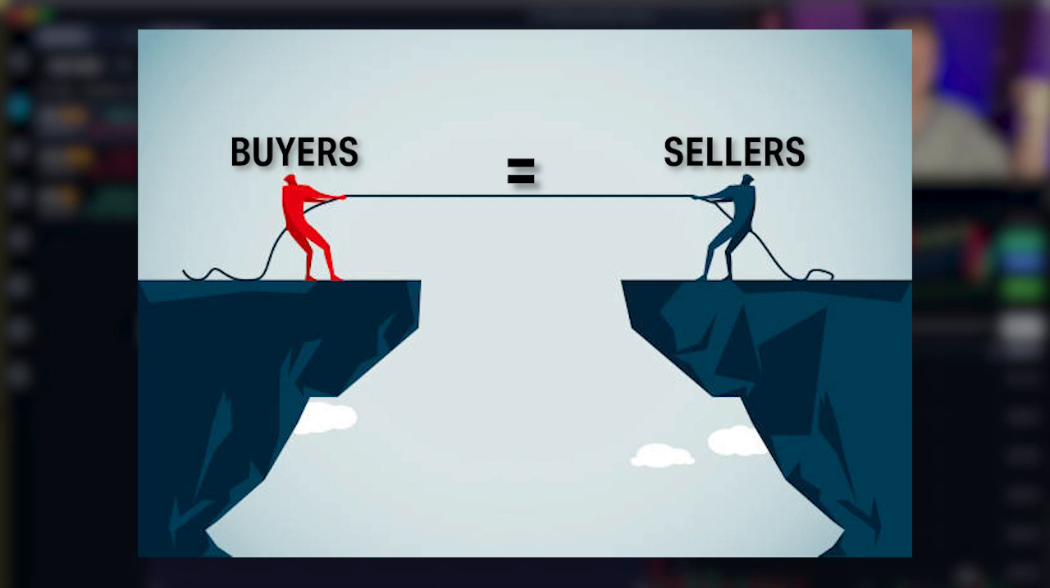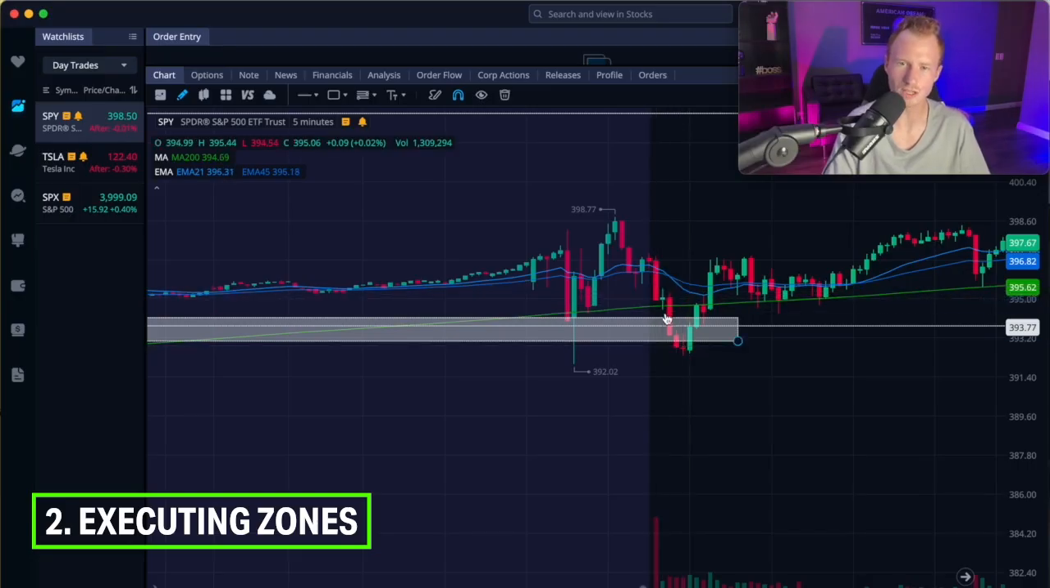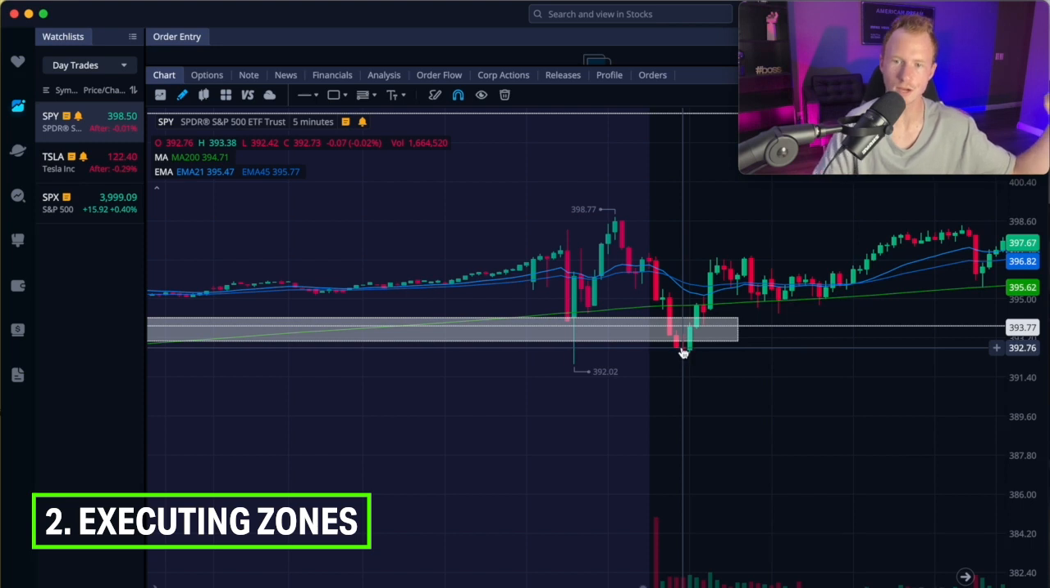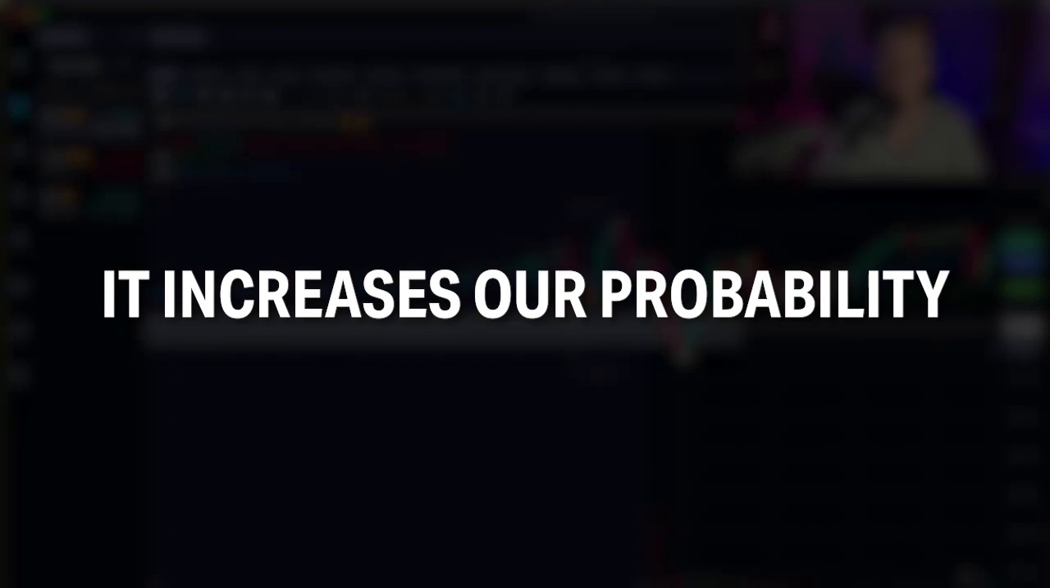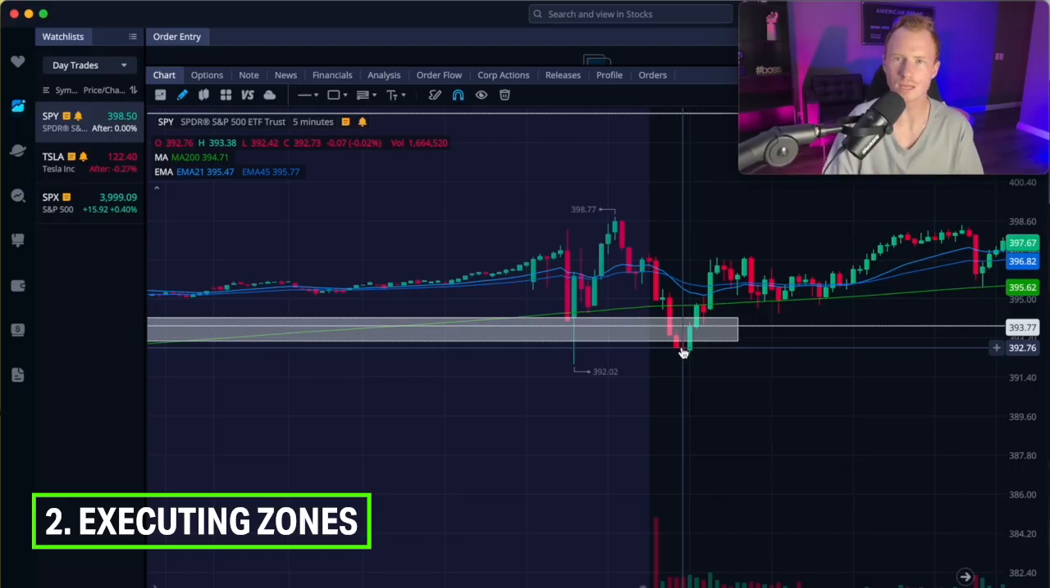Which tells me buyers could potentially hold this up, even though we had so much selling pressure. As you can see, sellers were winning like crazy down here, and then once we got to this demand zone, like we talked about, this is kind of where they equaled out. So what does that do? That gives us another confirmation that this trade could potentially work. It increases our probability. So this is where I would probably take my first position on this trade.